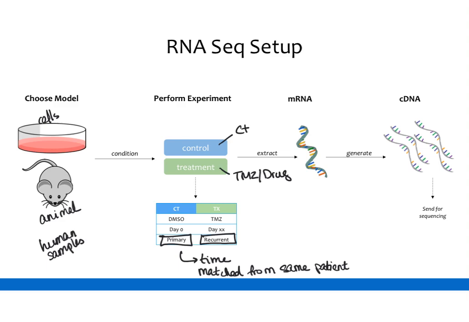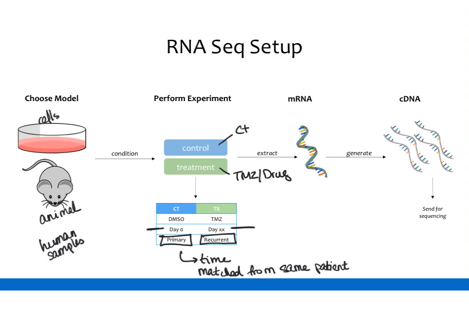You can do these over time as well. So you could say my control is day 0 and my treatment condition or experimental condition is seeing how the cells are acting at day 10 or day 20 or any time point that you're interested in.